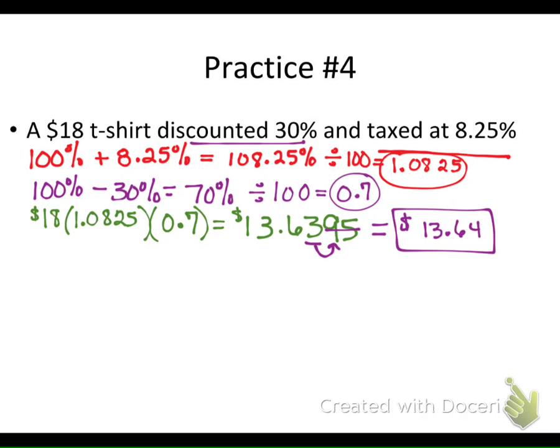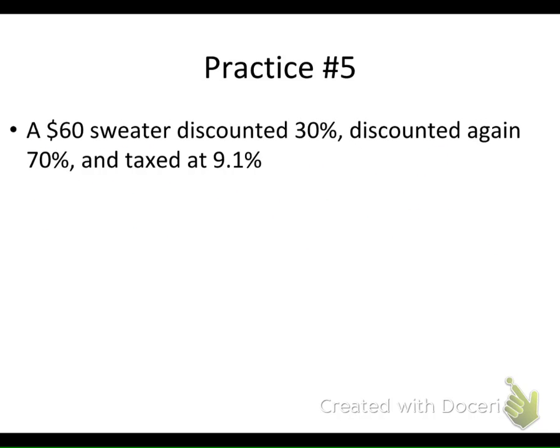Okay. All right, practice number 5. Just looking at this one. Got a $60 sweater. It was discounted at 30%. Then it was discounted again at 70% and taxed at 9.1%. So if the sweater's discounted at 30% and then again at 70%, that's 100%. Is that sweater going to be for free? No. So what they did, they put it on sale for $60 and took 30% off, and that equaled a number. Then from that number, they decided, because it wasn't selling, to take 70% off of that first sale price.